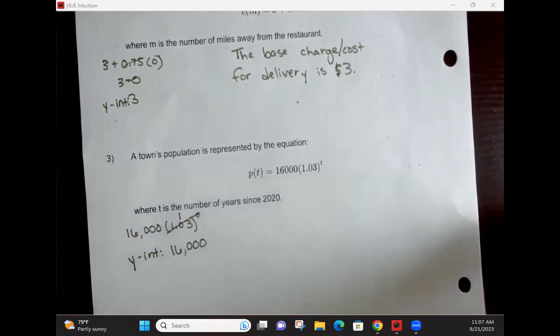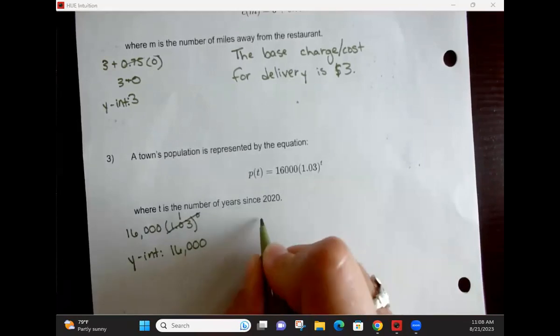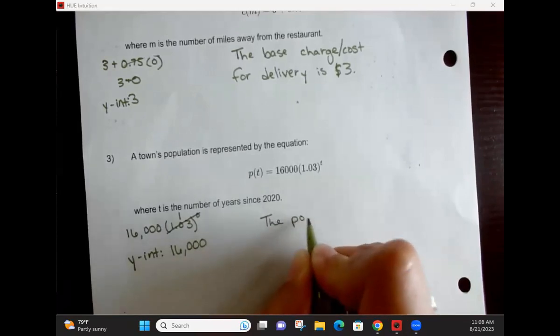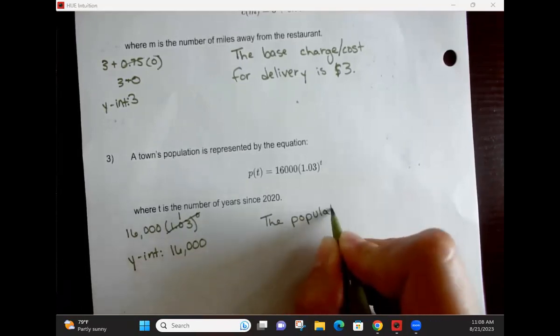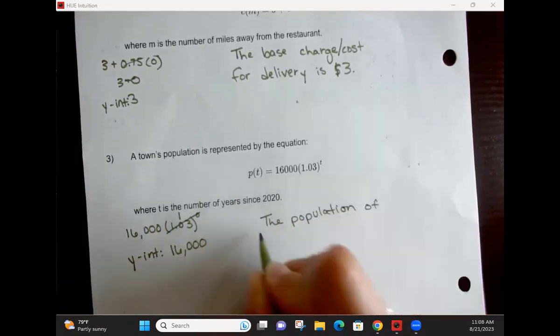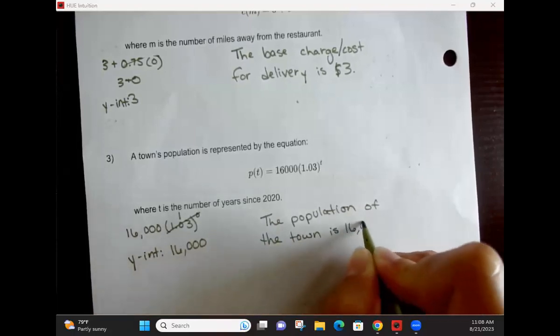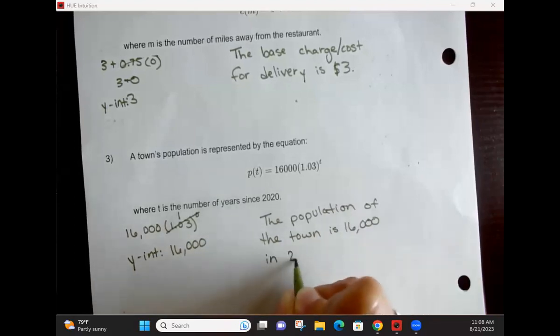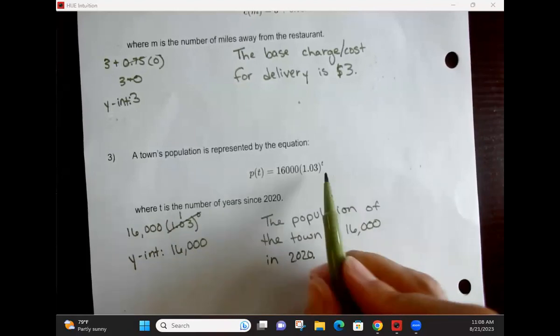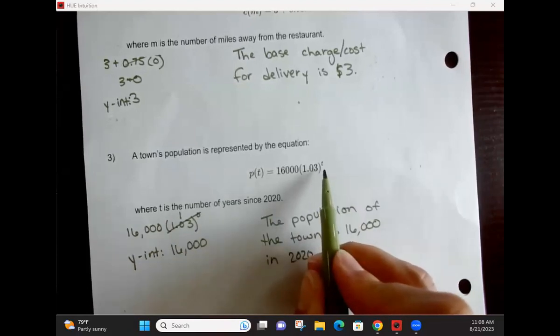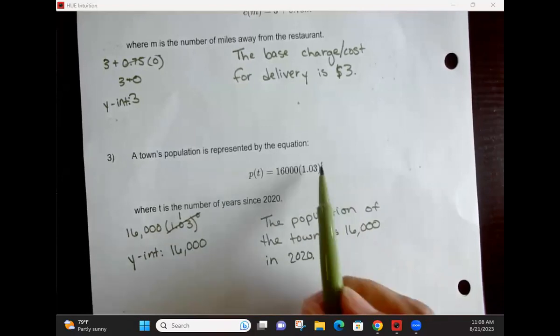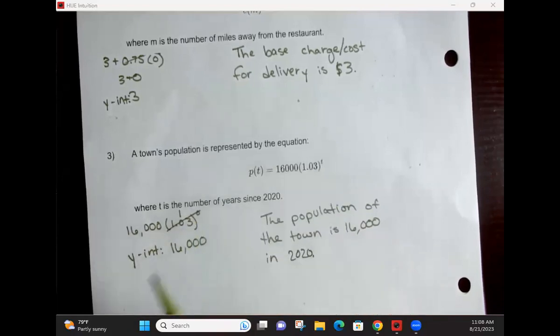What is this in the context of the problem? What is 16,000? The population when? Yeah, the population of the town is 16,000 in 2020. Our variable here represents how long it's been since 2020. We are counting from 2020. So if we plug in 0 here, that means 0 years since 2020. Well, that's just 2020. Very good.